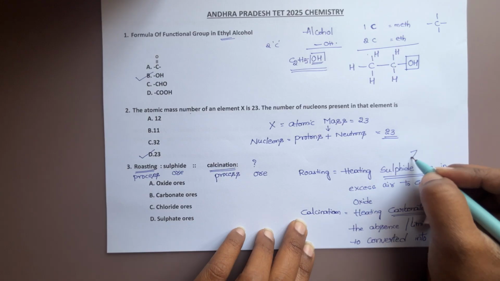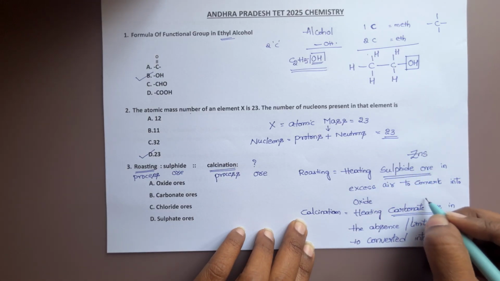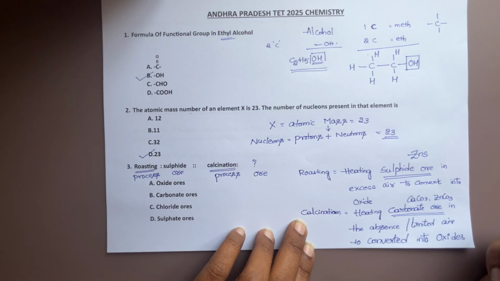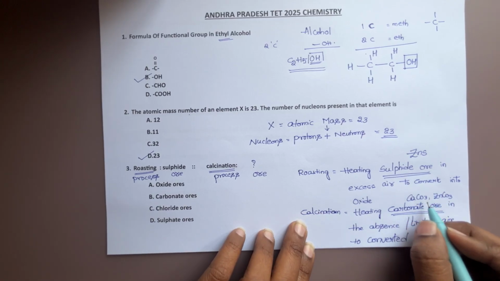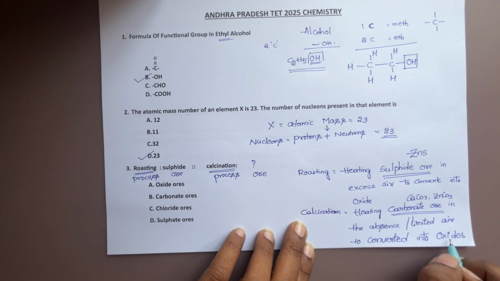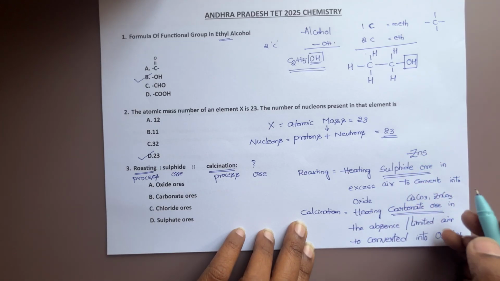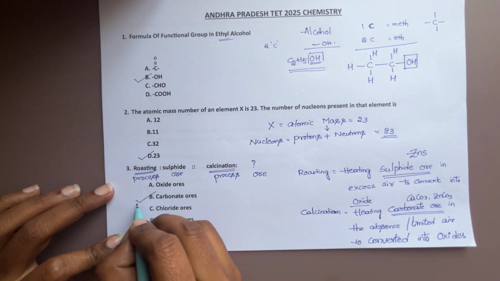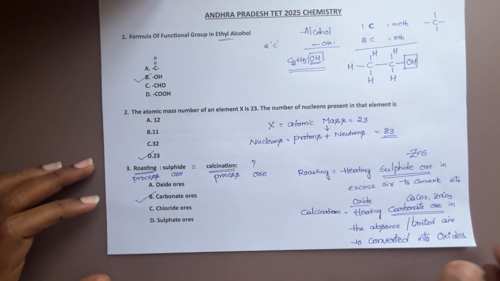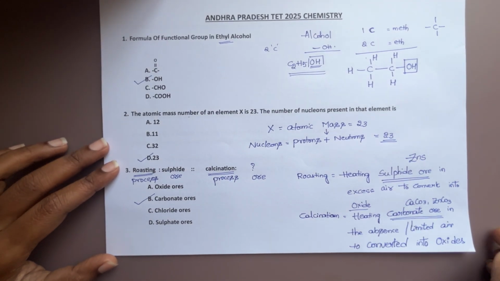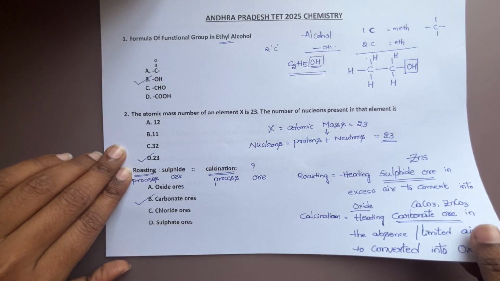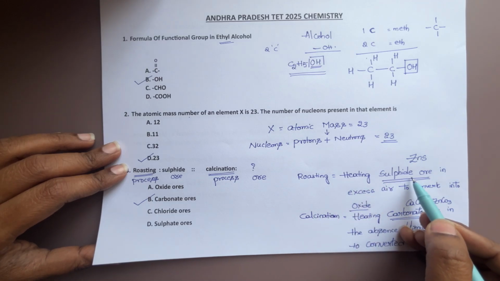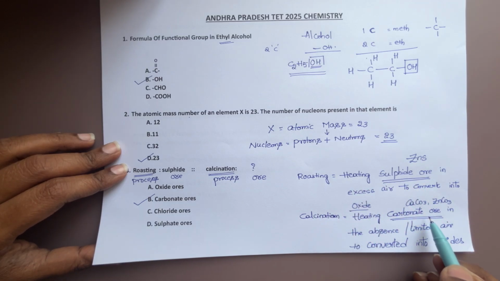For example, we can take zinc sulfide for roasting, and calcium carbonate and zinc carbonate for calcination. These carbonates are converted into calcium oxide and zinc oxide. Here zinc sulfide is also converted into zinc oxide. So calcination is related to carbonate ores, and this is the answer. Roasting is heating and this is also heating, but roasting is related to sulfide ore and calcination to carbonate ore.